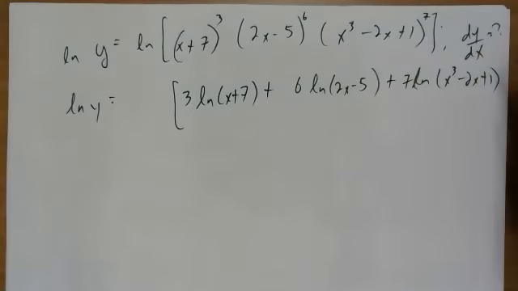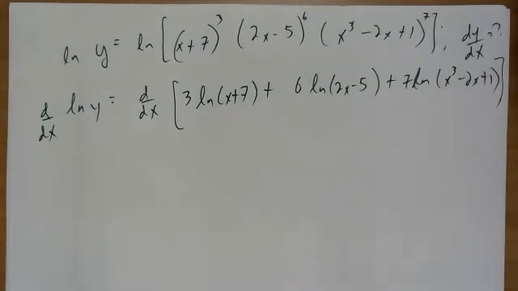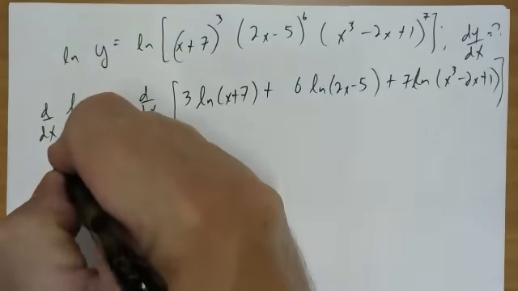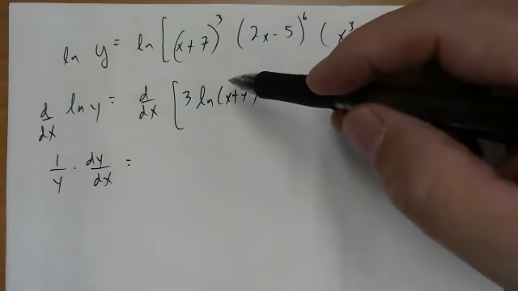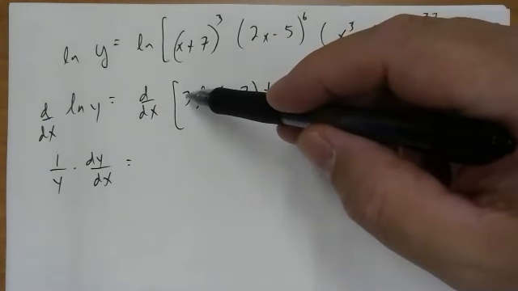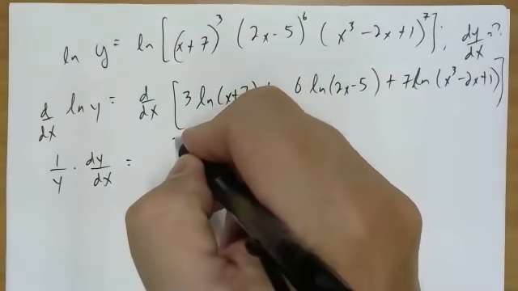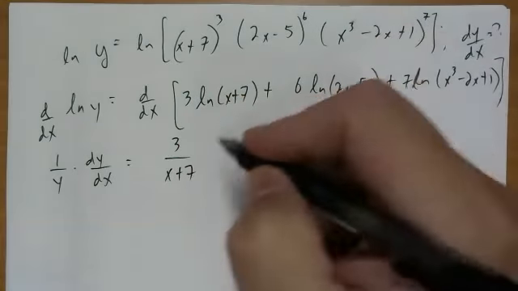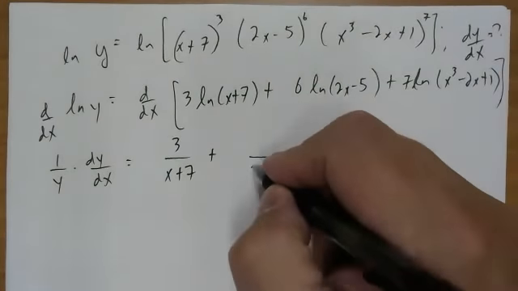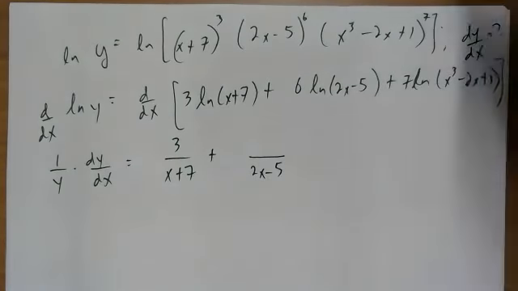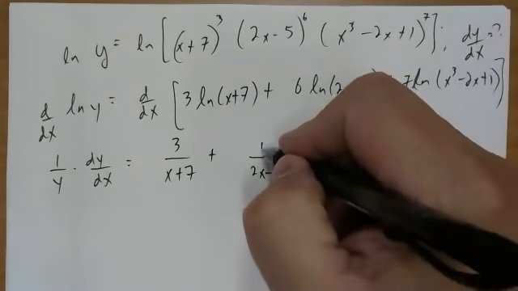Now, take the derivative with respect to x of both sides. Left-hand side just becomes 1 over y dy dx. Right-hand side, so we can do this. So the 3 is a coefficient. Derivative of natural log of x plus 7 is 1 over x plus 7. Derivative of the inside is just 1. So this first one should be 3 over x plus 7. Second one, you're going to have 2x minus 5 in the bottom of your fraction. You're going to have a 6. And then the derivative of what's inside here is just 2. So it should be 12.